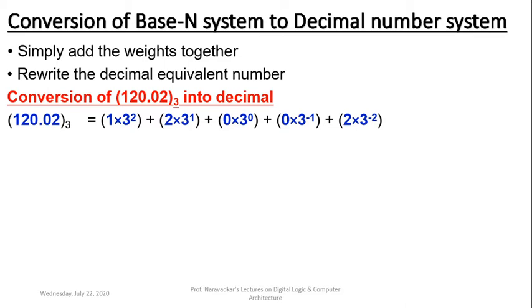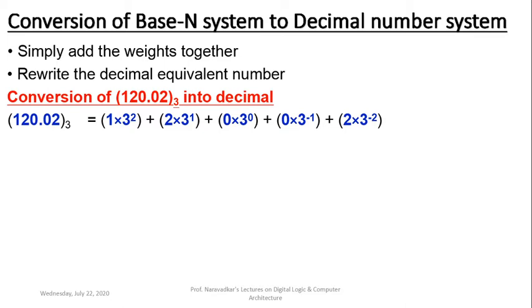Now we are going towards the right side of the ternary point. On the right side also there is a digit 0. This digit 0 multiplied by 3 to the power minus 1, plus the next digit, on the extreme right side, is 2. 2 multiplied by 3 to the power minus 2.